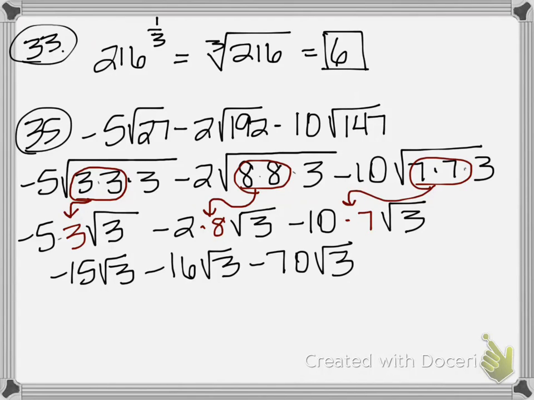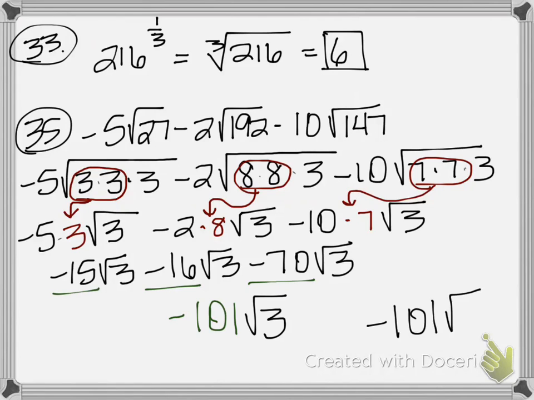Now that they are all square root 3, I can combine all three of them because they're like radicals, so we just look at their coefficients, or the numbers in front, and that's going to get me -15, -16, and -70 is -101, and then I still have my square root 3. So final answer, -101 square root 3.